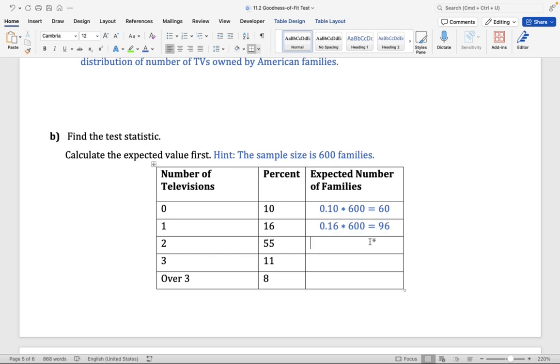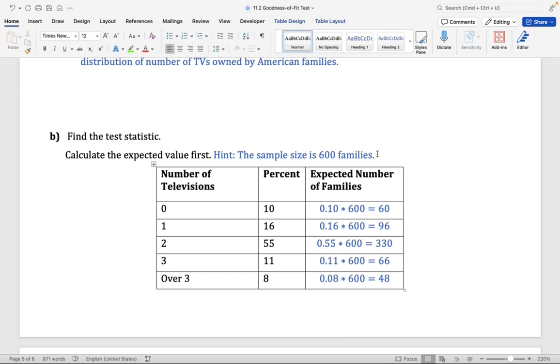Now for the third category, the probability is 55. So we're expecting to see 55% of the 600 families land in this category. To calculate the expected value, we're going to take 0.55 times 600. We get 330. Let's do one more together. The expected value for the fourth category is going to be 0.11 times 600, which is equal to 66. Out of those 600 families, how many are you expecting to see on the last category? We can compute the expected value by taking 0.08 times 600, which is equal to 48.